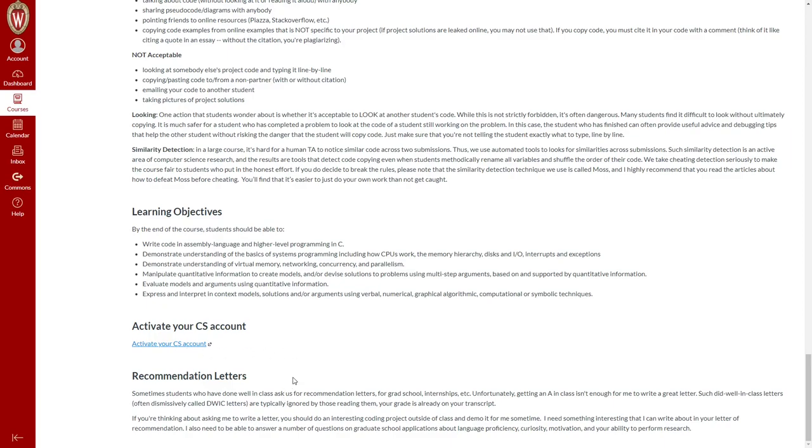And one final note, I put this on my syllabus too with regard to recommendation letters. A lot of times students who have done well in class will ask me for a letter of recommendation for graduate school or an internship.